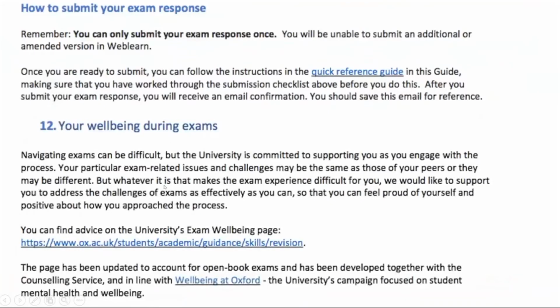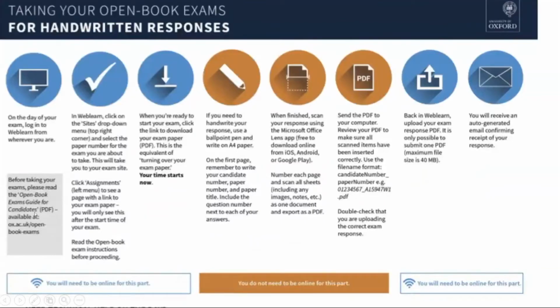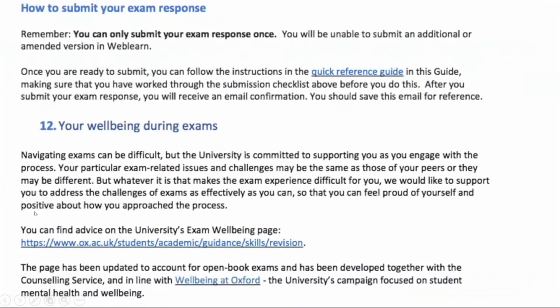And I had looked through the open book exam guide for candidates. I was very intrigued by number 12. Number 12 tells about well-being during exam. It says navigating exams can be difficult, but the university is committed to supporting you as you engage with the process. Your particular exam-related issues and challenges may be the same as those of your peers, or they may be different. But whatever it is that makes the exam experience difficult for you, we would like to support you to address the challenges of exam as effectively as you can, so that you can feel proud of yourself and positive about how you approach the process.